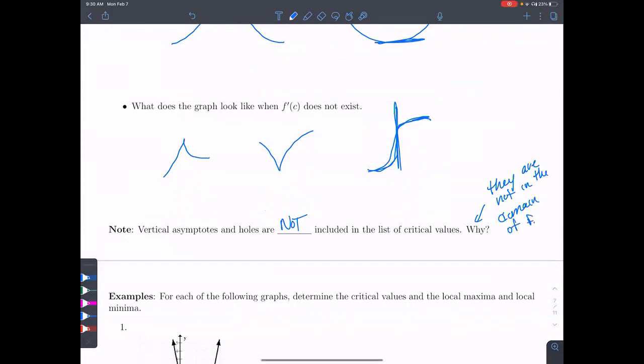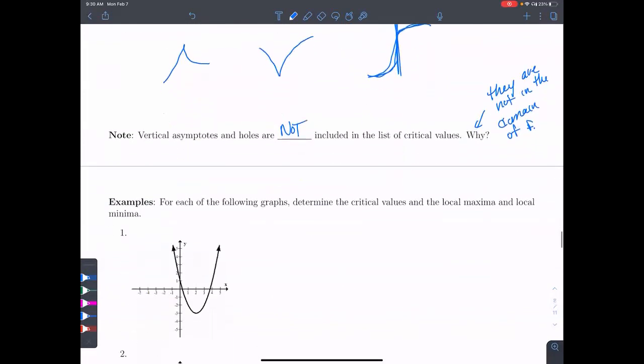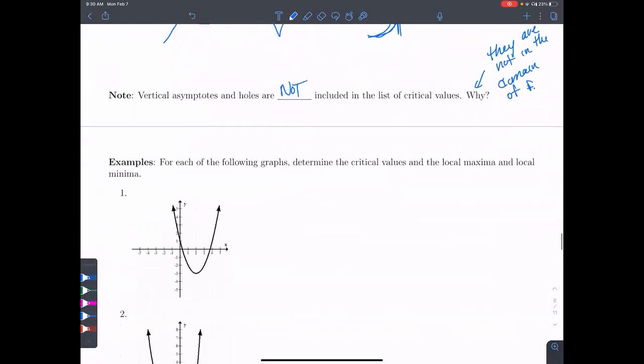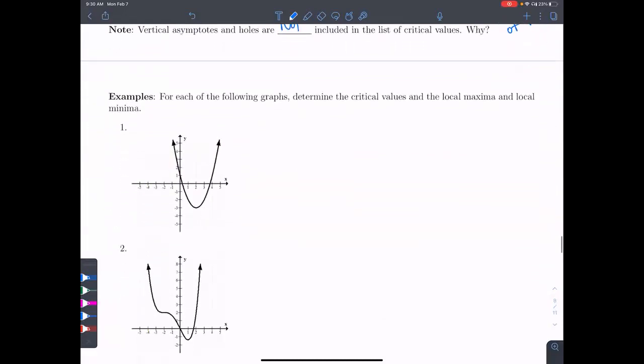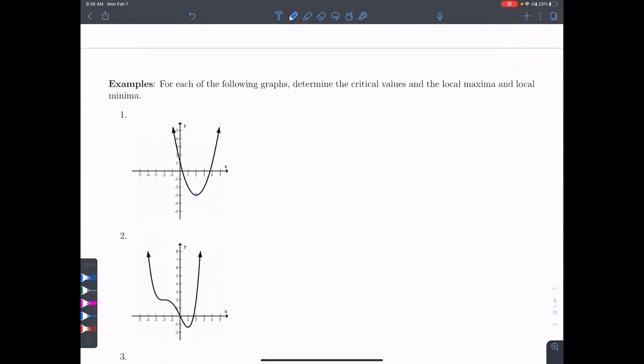So critical values are critical values of the function. So if the function is not even defined there, then it can't be a critical value for the function. Okay, so critical values again are going to be where we have maxes or mins, or the derivative is undefined. So this has a min here, local. It's also absolute. We'll talk about that next time.